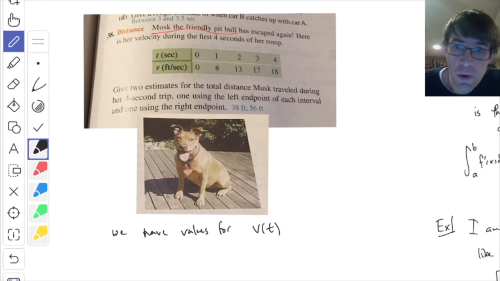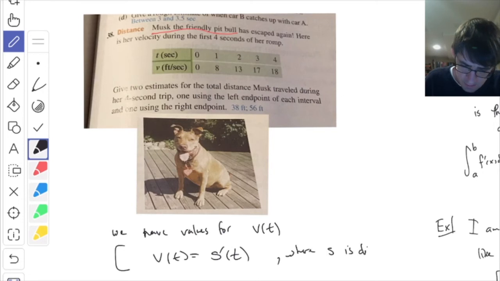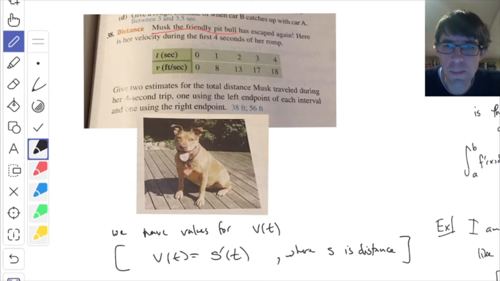Now, one thing that you know about velocity is the velocity is the derivative of the distance traveled. Just like the acceleration is the derivative of the velocity, it is true that the velocity, v of t, is s prime of t, where s is the distance traveled. It really is. That's what velocity means. It's how fast your position is changing over time. In physics, usually they use s rather than d for distance or displacement.